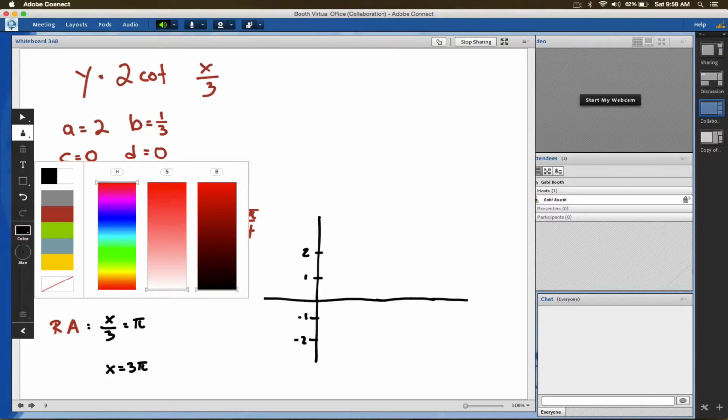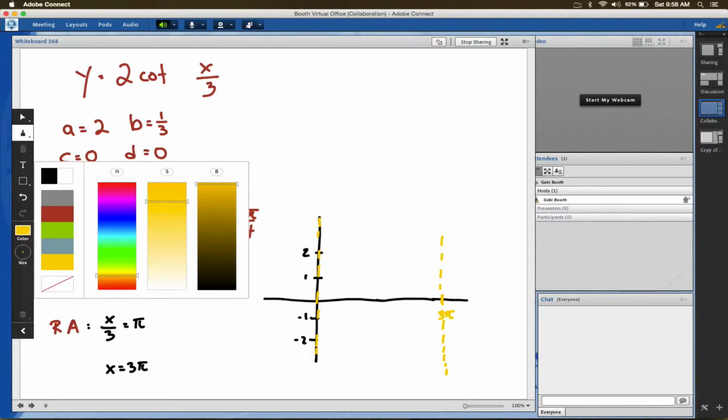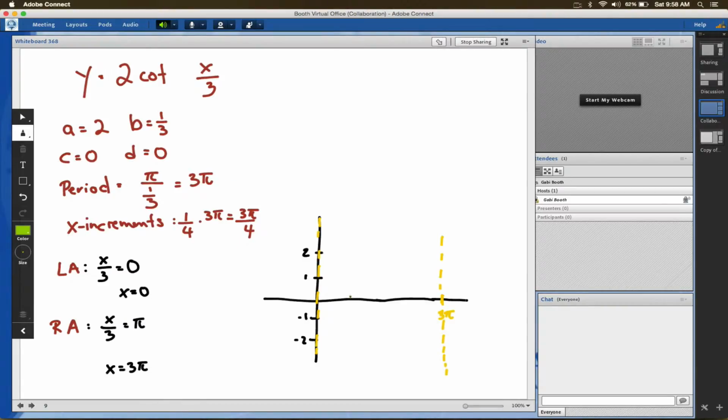So if I change color, I have my first left asymptote right here at 0. Oops. Hopefully you can see that. And at 3 pi. So now I have to find the other 3 key points in between. Let me change color again. Let's make them green. So I have to find this increment, this one, and that one.